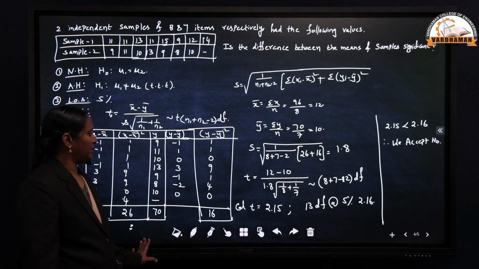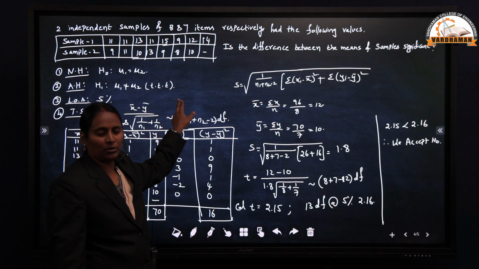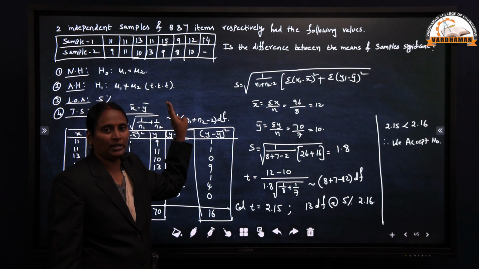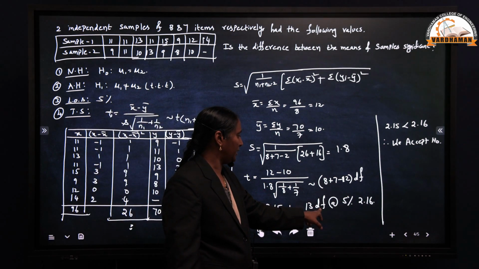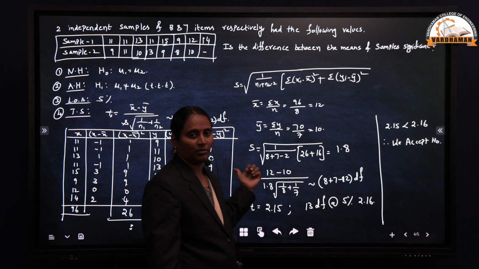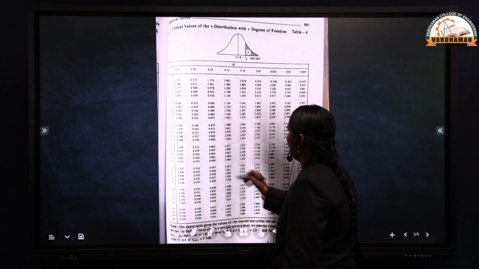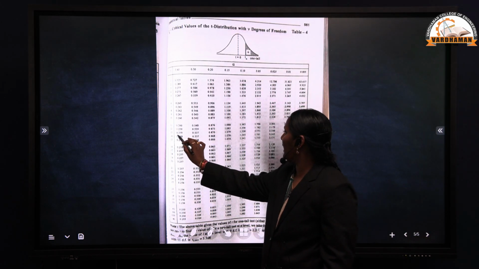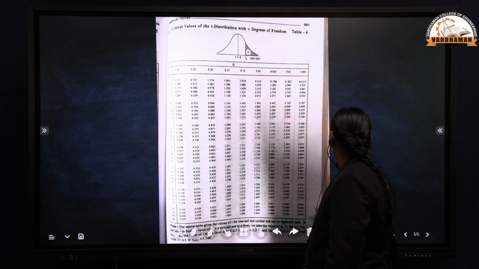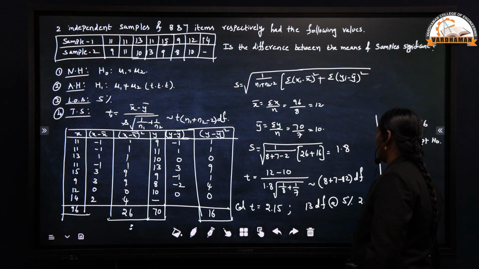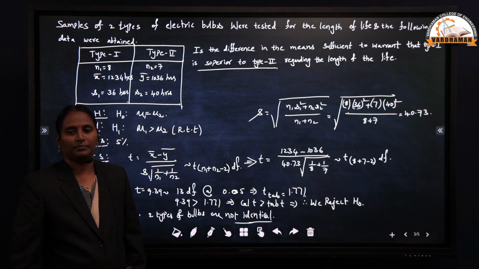Now let us see how to check the table value for this t-test for two means problem. Here the alternative hypothesis is a two-tail test. If it is a two-tail test we have to follow t alpha by 2, which means 0.025 level of significance. We find 13 DF on the left hand side and follow the 0.025 level of significance. Here the value is 2.16, so we conclude that the calculated value 2.15 is less. In this way we have to check the table values.